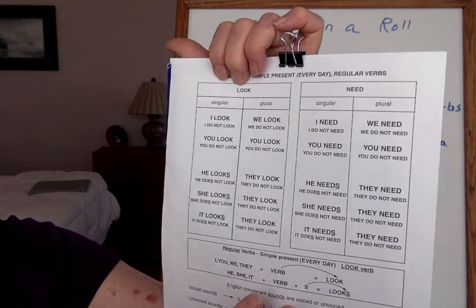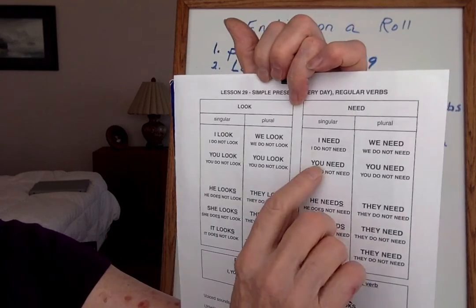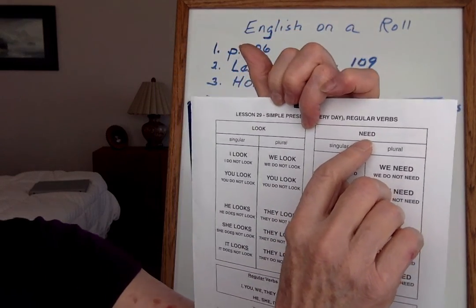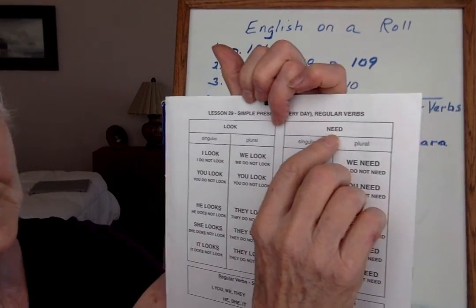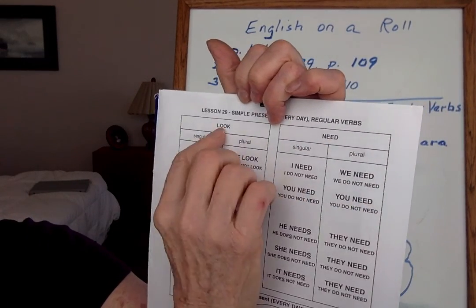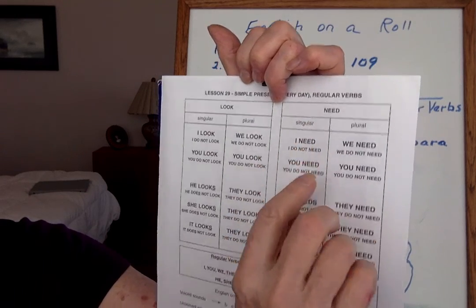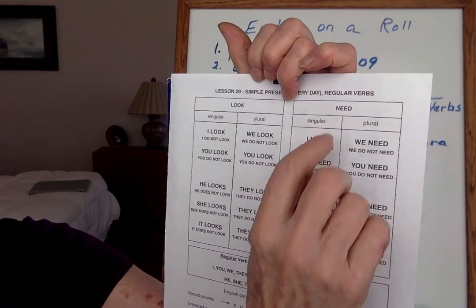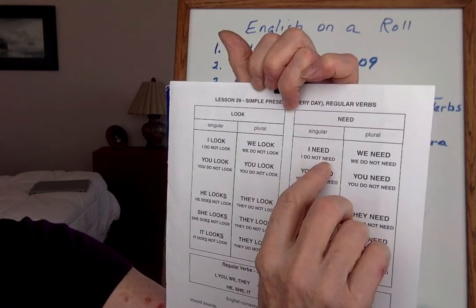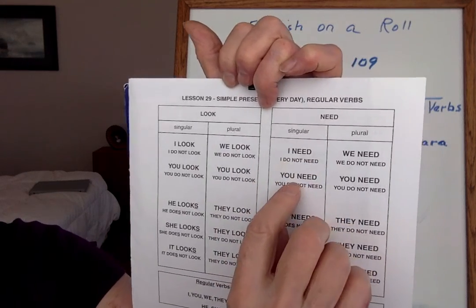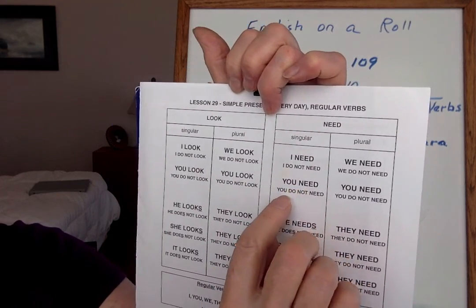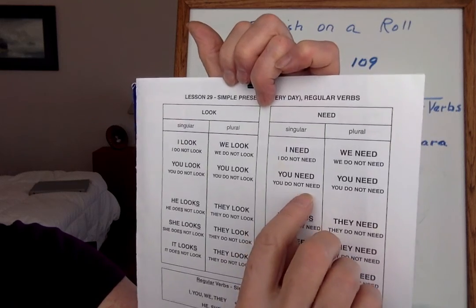So I have that. Now, the same is true of need. Necesitar. Este es mirar, this is necesitar. I need, singular, I need. El raíz es need. I need, I do not need. You need, you do not need.